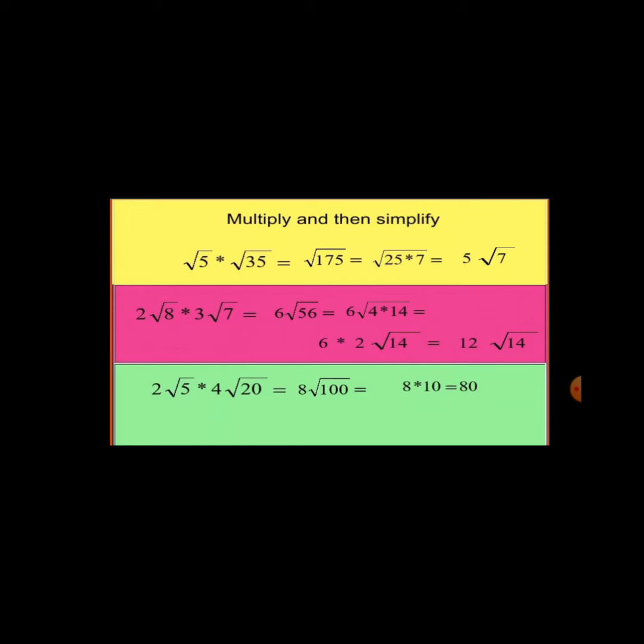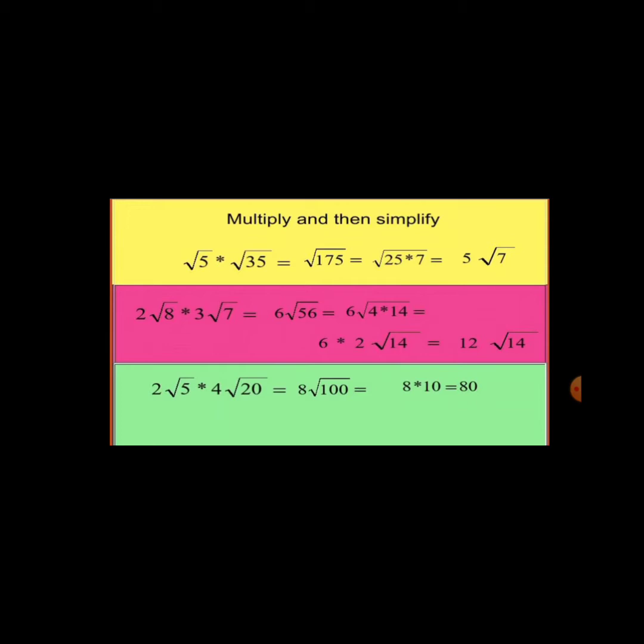2 square root of 8 times 3 square root of 7 equals 6 square root of 56, which equals 6 square root of 4 times 14, which is equal to 6 times 2 square root of 14, which is equal to 12 square root of 14. Then I have another example.